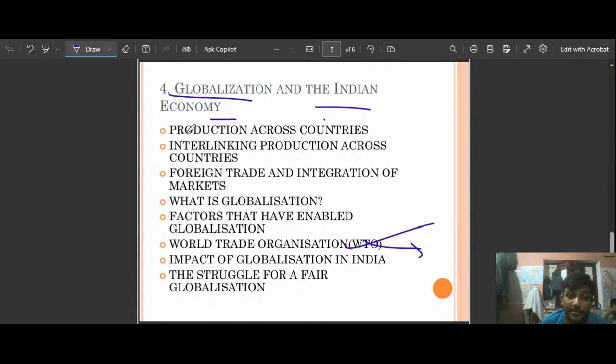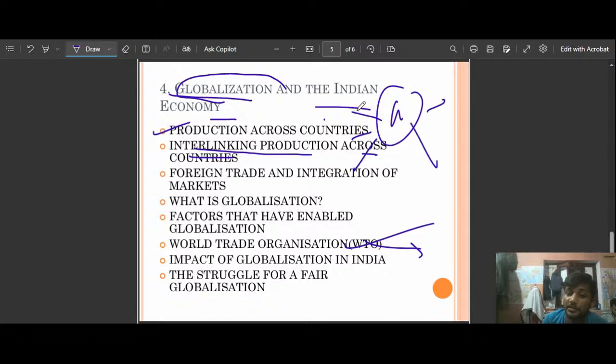Production across countries. Then we will also see production due to globalization. What was the effect on production across countries? Interlinking of production across countries, how globalization leads to interlinking of various sectors which leads to production.